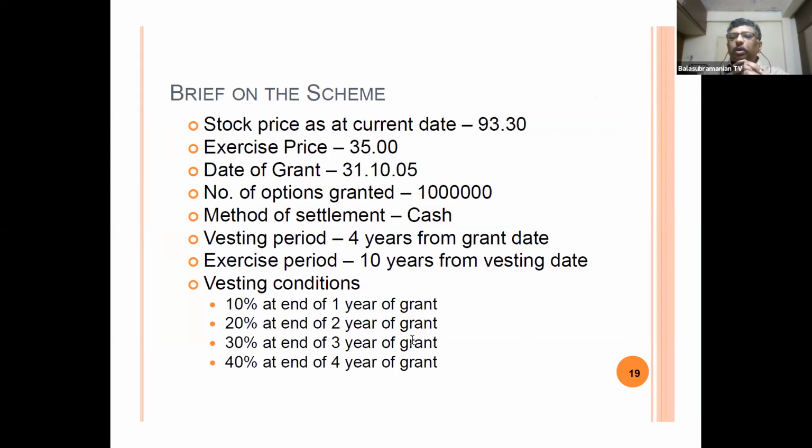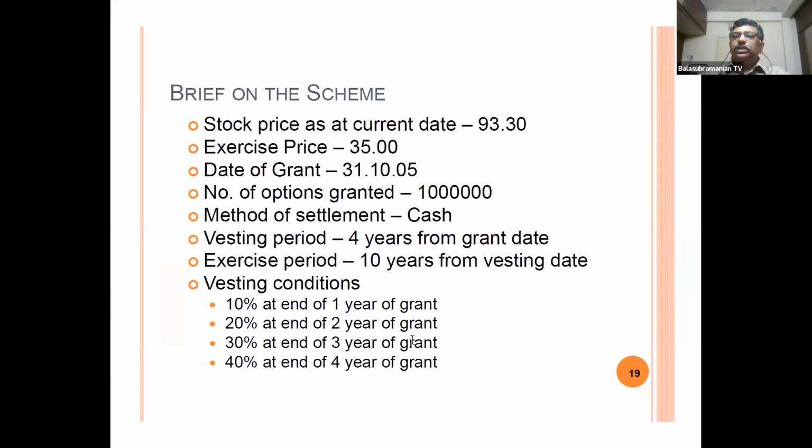So this is one practical example of a case I have taken, of a listed company, where the stock price as at that date, as it was required, was 93.3, and exercise price was 35. Of course, I have changed the numbers and quantities and all that. Date of grant, let's say, was October 2005, and there were about 1 million options being granted, with a vesting period over 4 years, staggered vesting, and the exercise period is 10 years from vesting. So the last grant will be for 14 years from now. So it's a huge life.